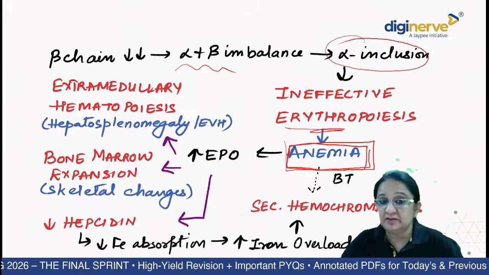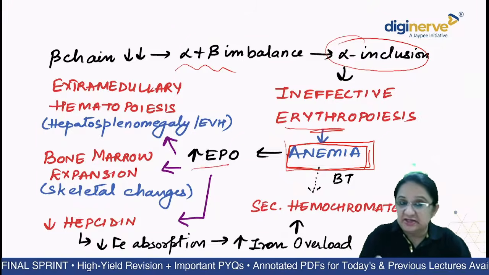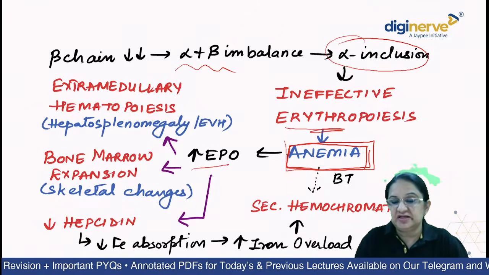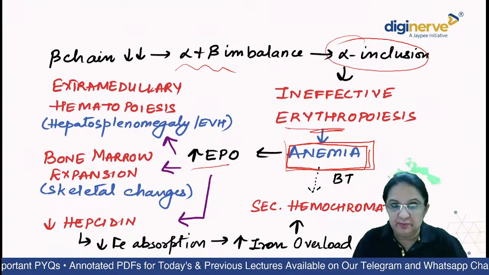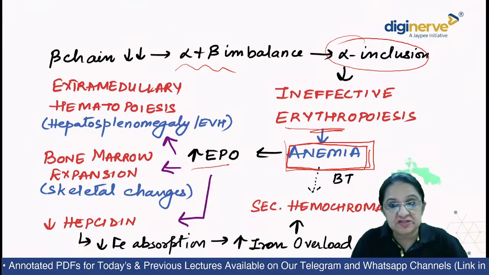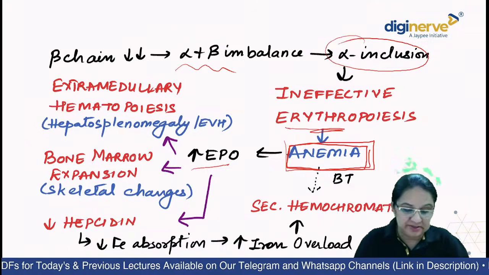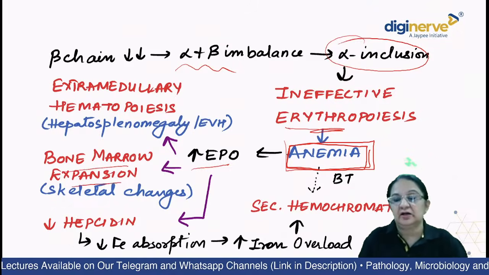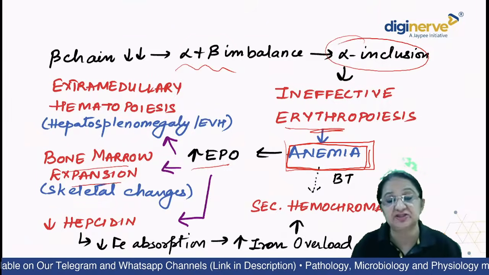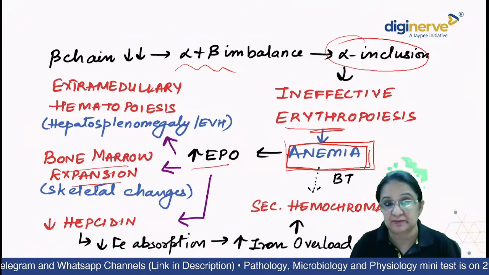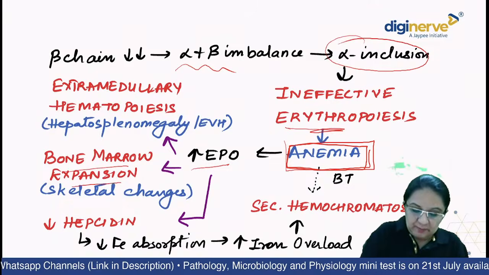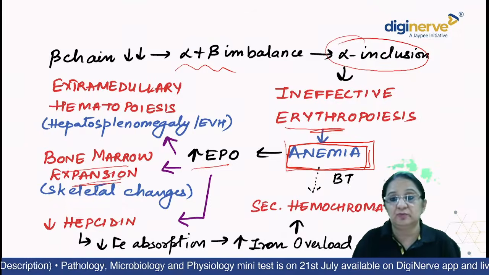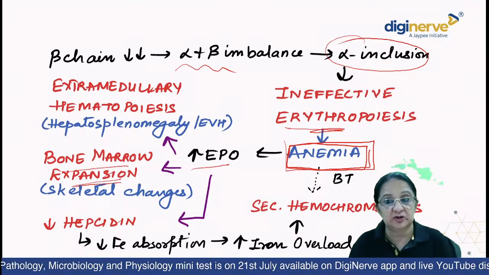Because there is anemia, there would be increased erythropoietin secretion. There is a negative feedback. RBCs are less, erythropoietin secretion will be more. So bone marrow will start overproducing your RBCs. So what will happen to bone marrow? The bone marrow expansion will occur. This explains your skeletal changes that you see in beta thalassemia. All right. So bone marrow expansion because of increased erythropoietin, and because of increased erythropoietin, extramedullary hematopoiesis will also start.